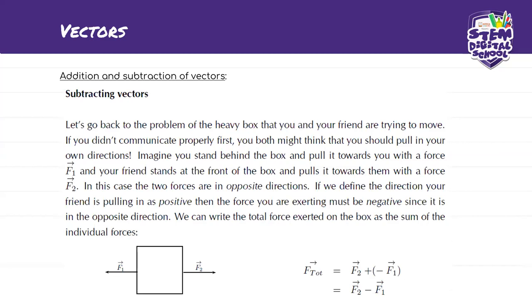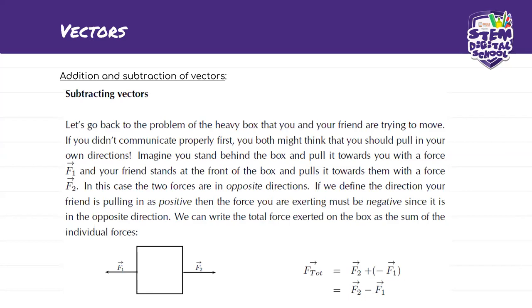So let's give an example. Before you guys had communicated properly, you both pushed the box in the same direction. So now let's say that everybody heard what they heard and they got confused. So everyone now is pulling the box in their own opposite direction. Or for example, if one wants the box to come to their side and you also want your box to come to your side. So you guys are now pulling the box in different directions.